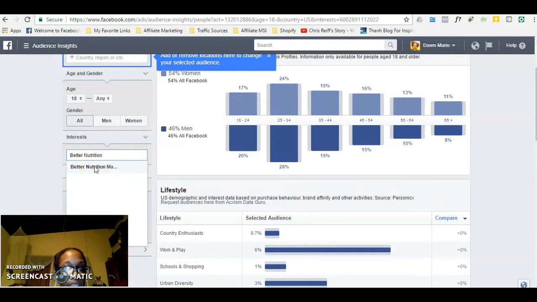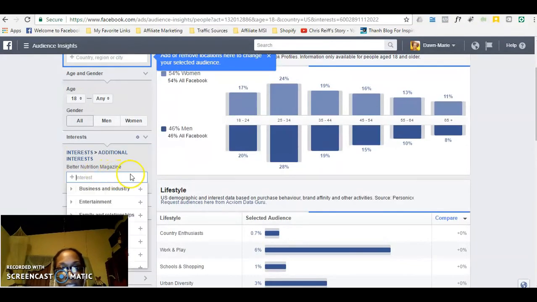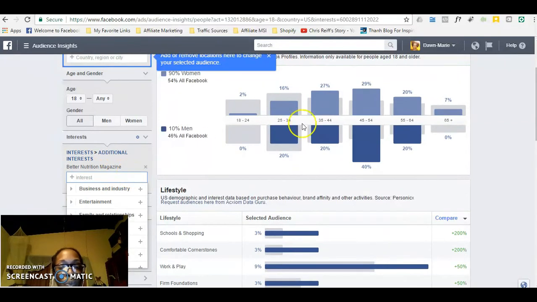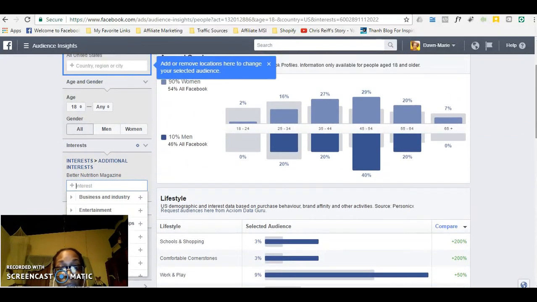So here we can see Better Nutrition magazine. Now, basically what happens is Facebook will tell you who your actual audience is. So you can see that 90% of women, 54% on Facebook between the ages of 35 and 64 are interested in better nutrition. So that would be the first thing that I would take a note of. Who is my audience? They are women between the ages of 35 and 64.